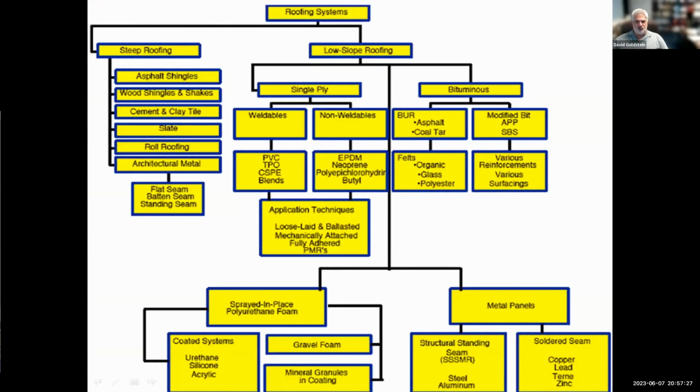I found this chart. Hopefully you're able to see it. It's a breakdown of what we just talked about. If you look over to the left side of this, when we talk about the two types of roofing systems, you have that little itty bitty steep roofing. And then you get to the low slope and you see how this just keeps branching out more and more.